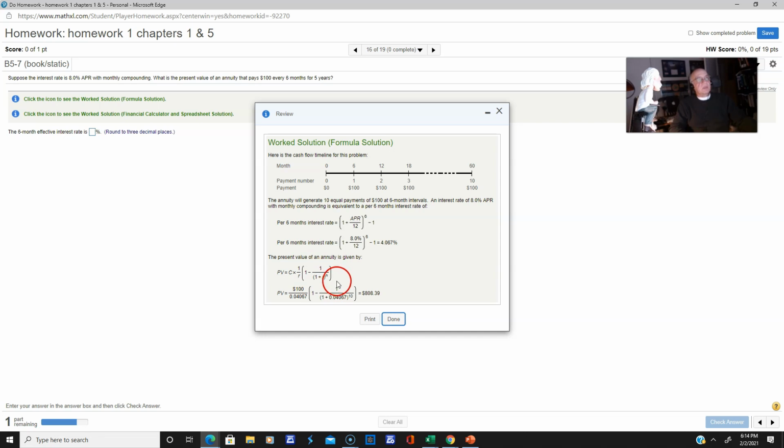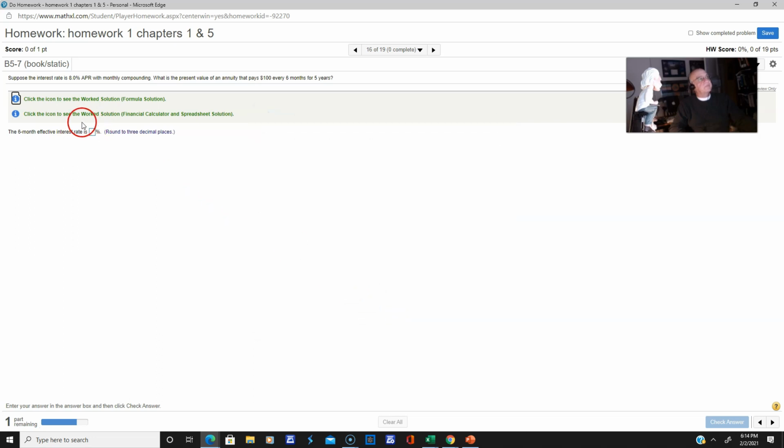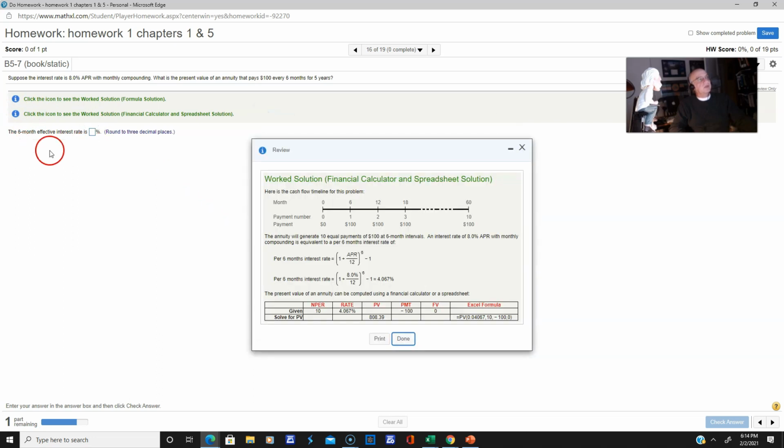So that being the case, let's look at the Excel version, okay? And this is real simple, right? Again, here's the same timeline. And here is the equation again that we looked at to get the 6-month interest rate, 4.067%. You see, we plugged that in. So now all we do is go to Excel, 10 payment periods.